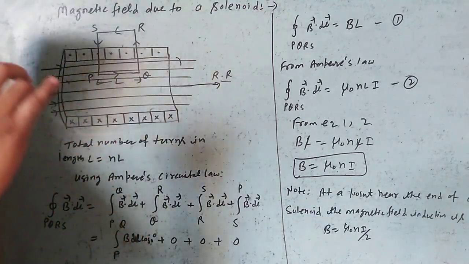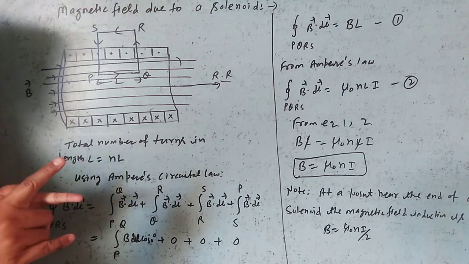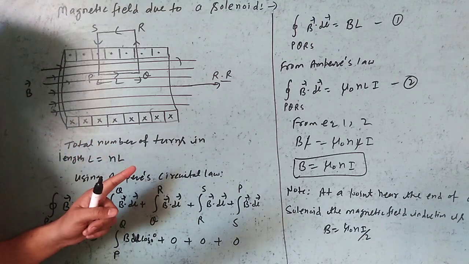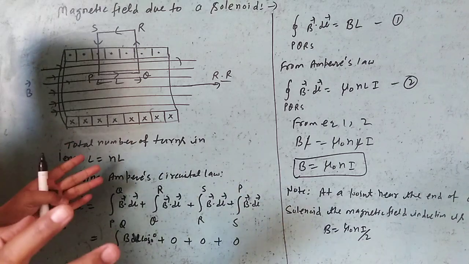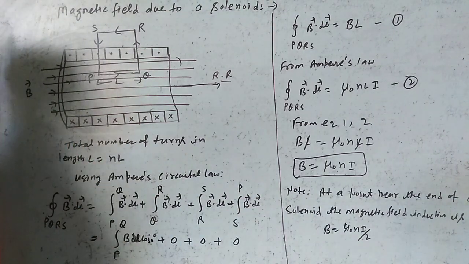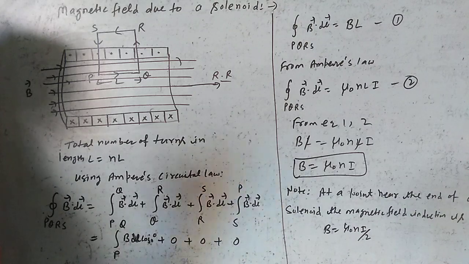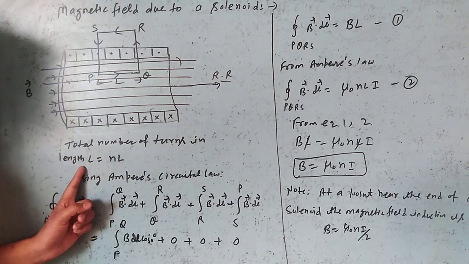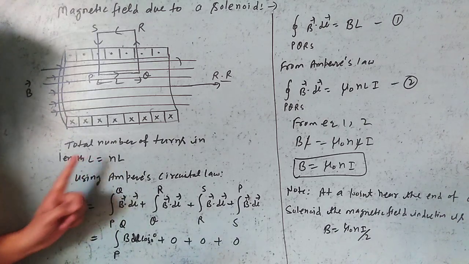So QR, SP and RS will not contribute to Ampere's circuital law. Because QR is perpendicular, the angle is 90 degrees. Same as SP, perpendicular means 90 degrees. Now the total number of turns in the length L is n into L, where n is the number of turns per unit length.